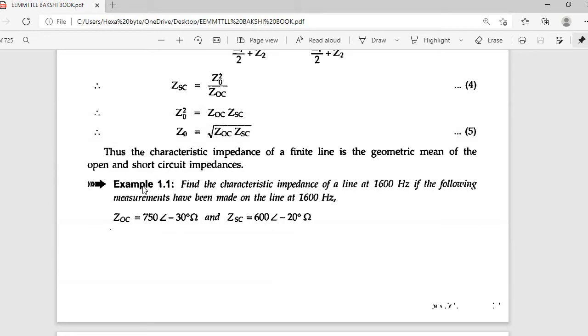So let me see an example problem. Find the characteristic impedance of a line if the following measurements have been made on the line at 1600 hertz. They are given ZOC, open circuit impedance, 750 at an angle of minus 30 degrees. ZSC is given as 600 at an angle of minus 20 degrees ohms.